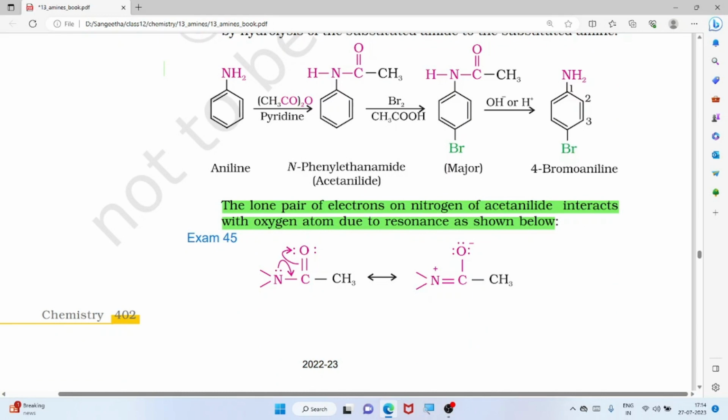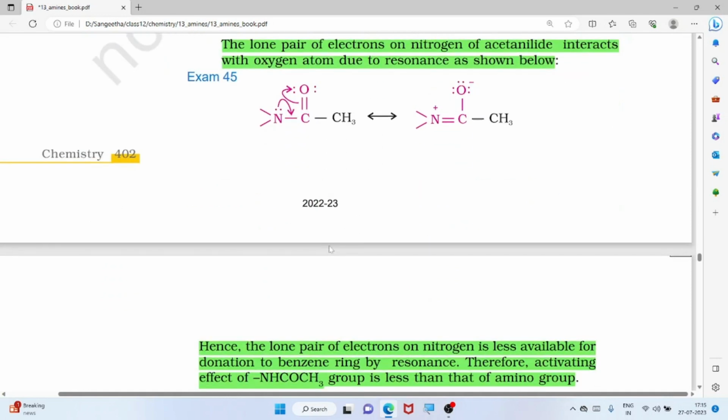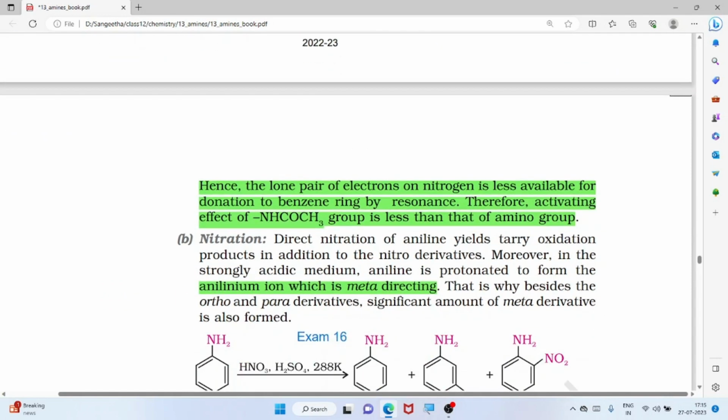The lone pair of electrons on the nitrogen atom interacts with the oxygen atom due to resonance. Hence, the lone pair of electrons on the nitrogen is less available for donation to the benzene ring by resonance. Therefore, the activating effect of this group is less than that of the amine group.